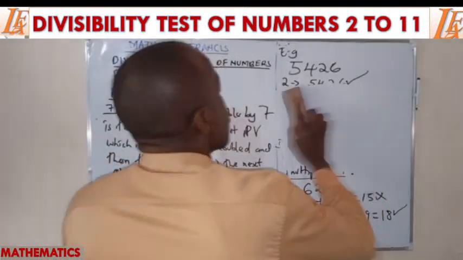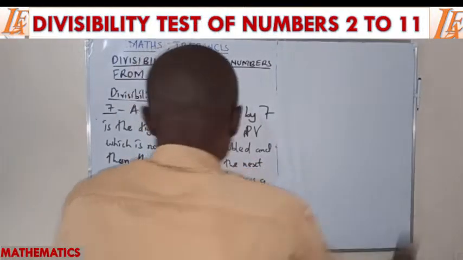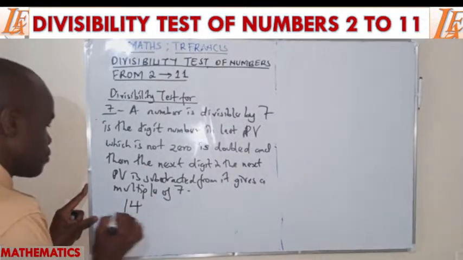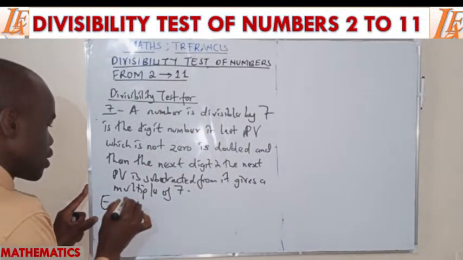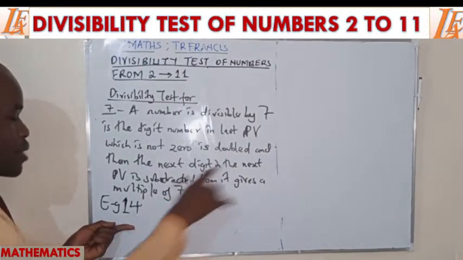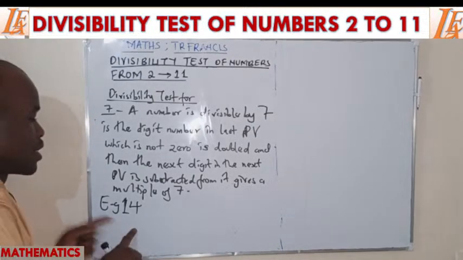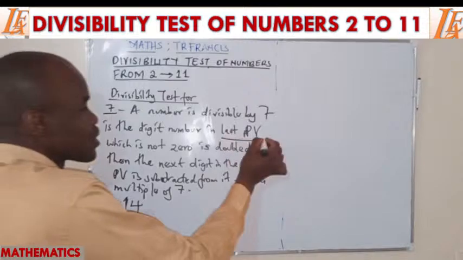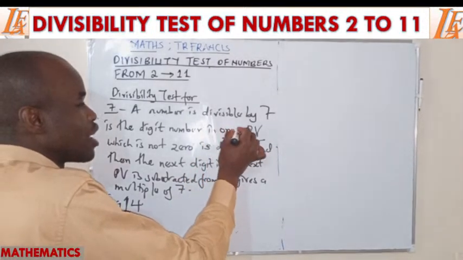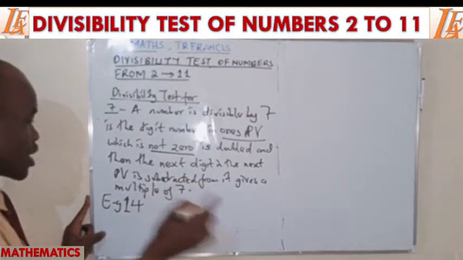So let us do an example of the divisibility test for 7. Let us start with an easy one, for example 14. We look at this number in the last digit, in the last place value, which is the ones place. Or instead of last, we can say in the ones place value, but let it not be 0. If it is 0, we will look at how we do it.